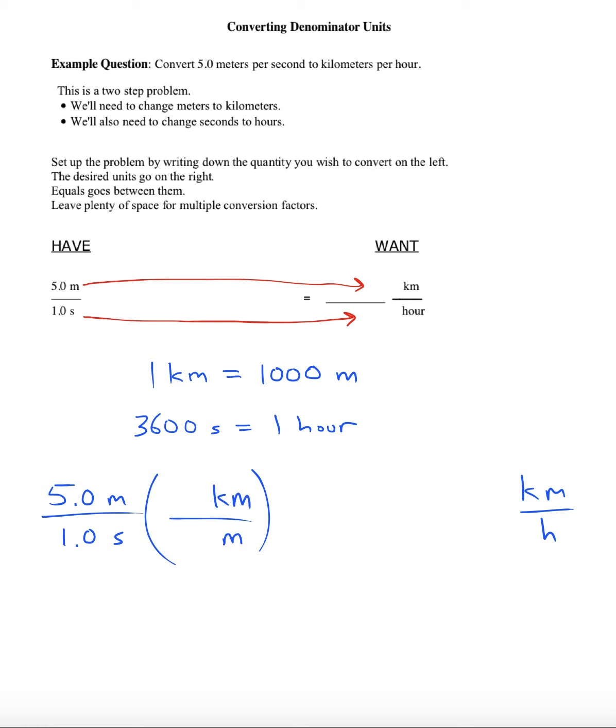That'll be great because the meters will cancel, the kilometers will stay, and that'll get us closer to what we want. There's 1,000 meters in a kilometer. And if we were to just multiply right across right now, then we would have our answer in kilometers per second, which is closer to what we want.